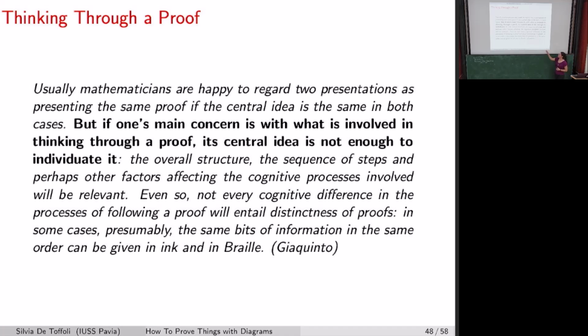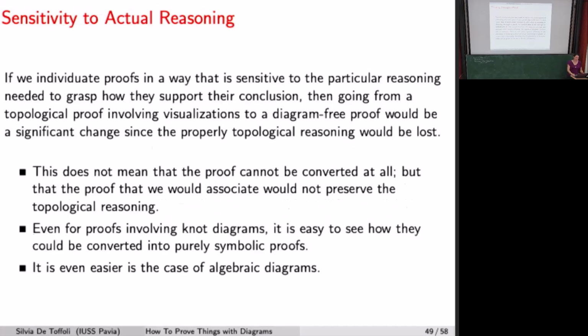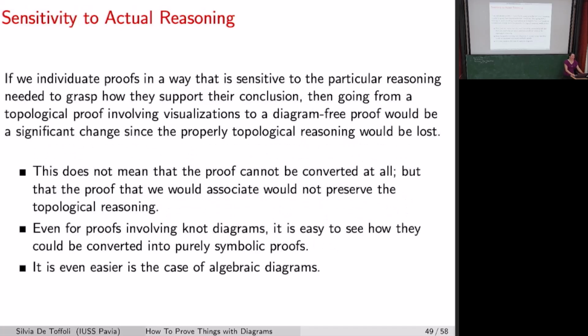And that's precisely what I was trying to get at when I distinguished between the enabling and constitutive properties of annotation. So a proof written in blue instead of black is maybe a different presentation of the same proof, or even the same presentation of the same proof, just two different concrete instances. And so if we individuate proof in a way that is sensitive to the particular reasoning that we need to grasp its conclusion, then going from a topological proof involving visualizations to a diagram-free proof would be a significant change, one that does not just change the presentation, but changes the proof altogether.